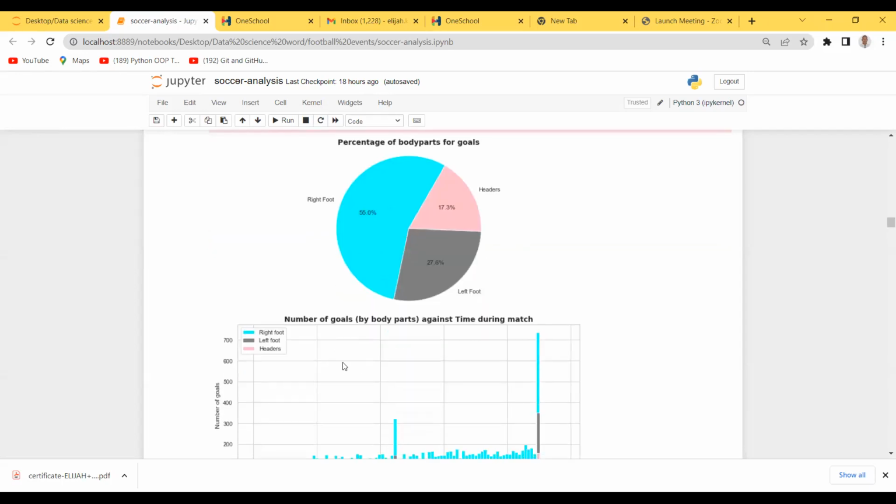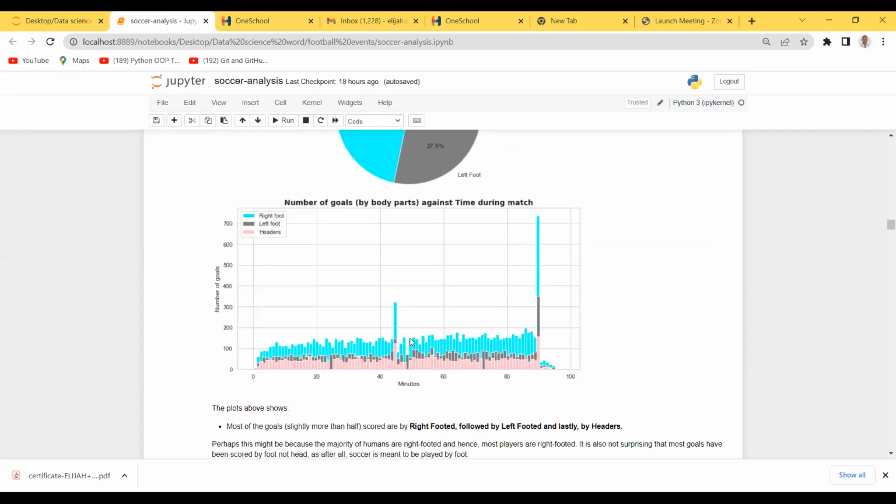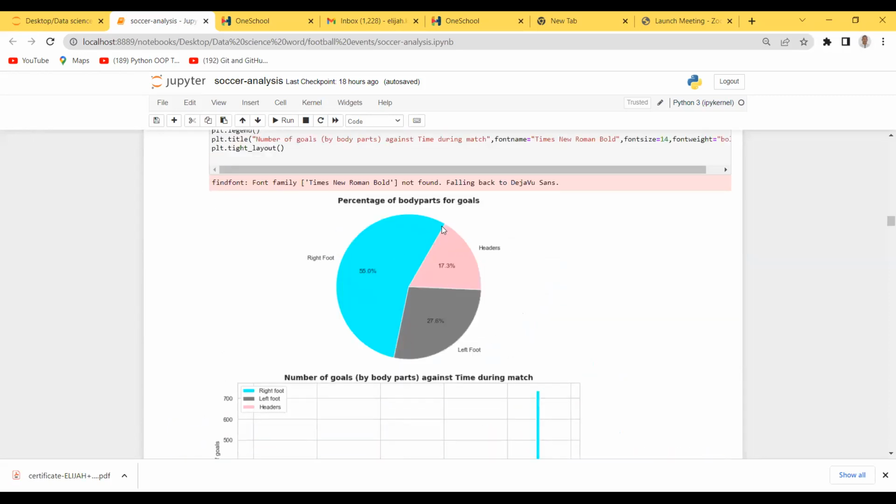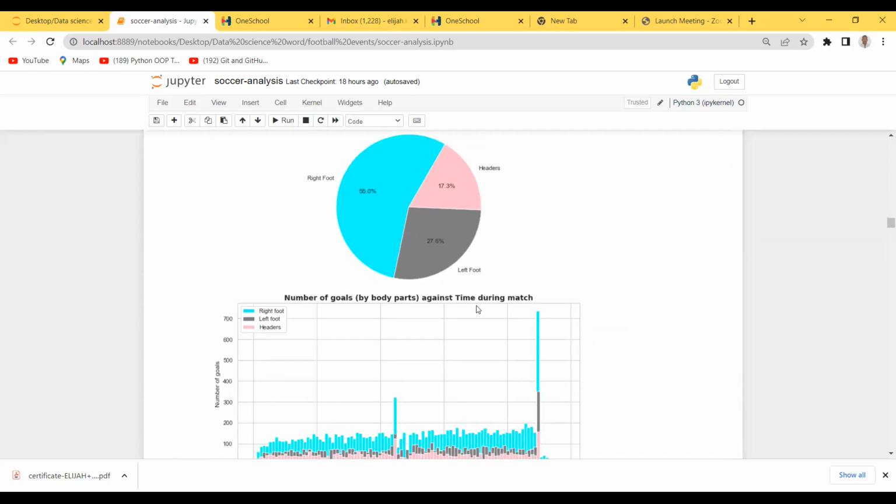This is the same logic being explained here, but now using a histogram. Most of the goals, slightly more than half, were scored by the right foot, followed by the left foot, and lastly by headers. Perhaps this is because the majority of humans are right-footed, and hence most players are right-footed. It is also not surprising that most goals have been scored by foot and not the head. After all, soccer is meant to be played by the foot. Are we okay with that, guys? Can I proceed?